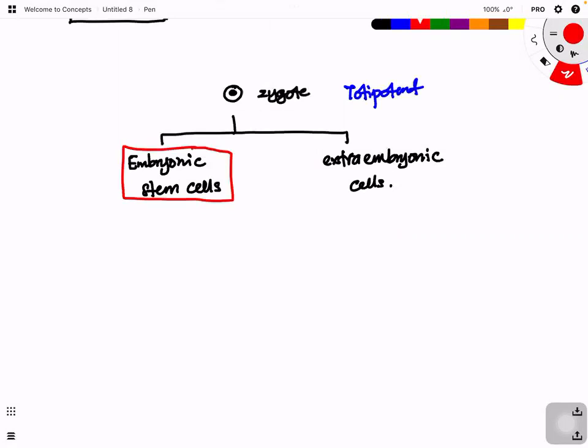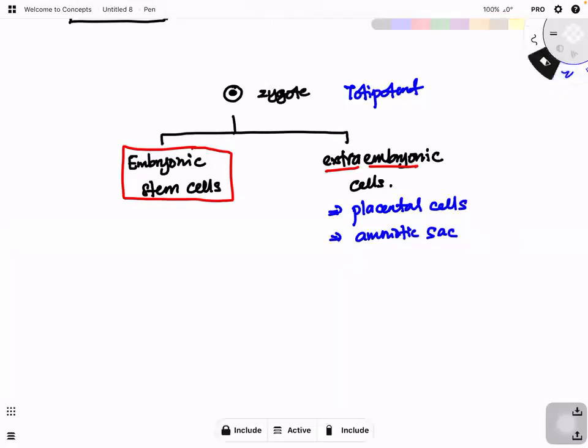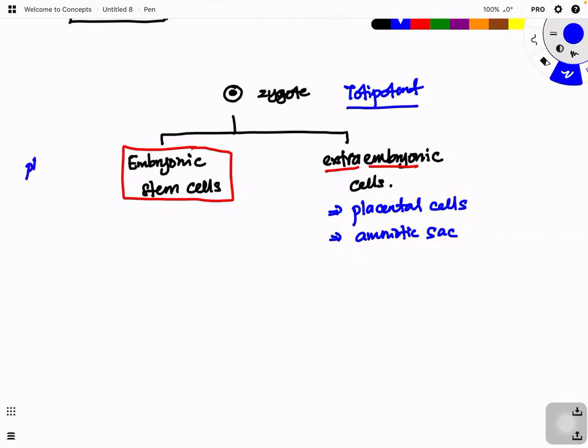Now, what's extra-embryonic? Extra-embryonic is outside of the embryo, for example, forming the placenta and forming the amniotic sacs. The embryonic stem cell cannot form these, so it loses the potency. From totipotent cells, they now become pluripotent.